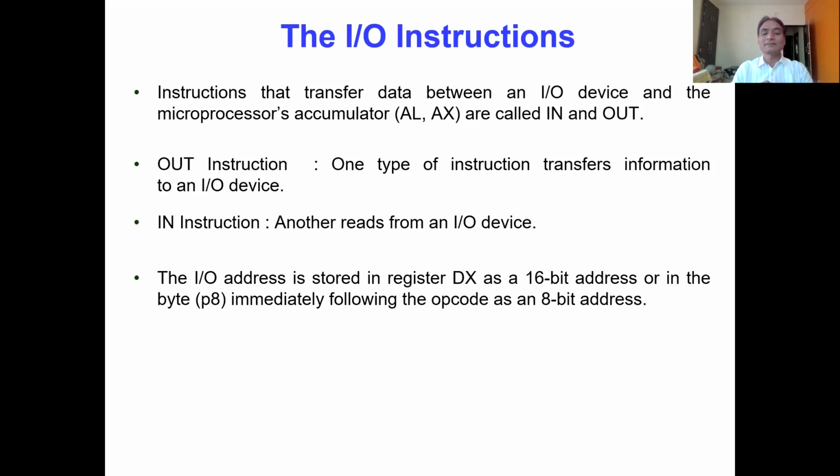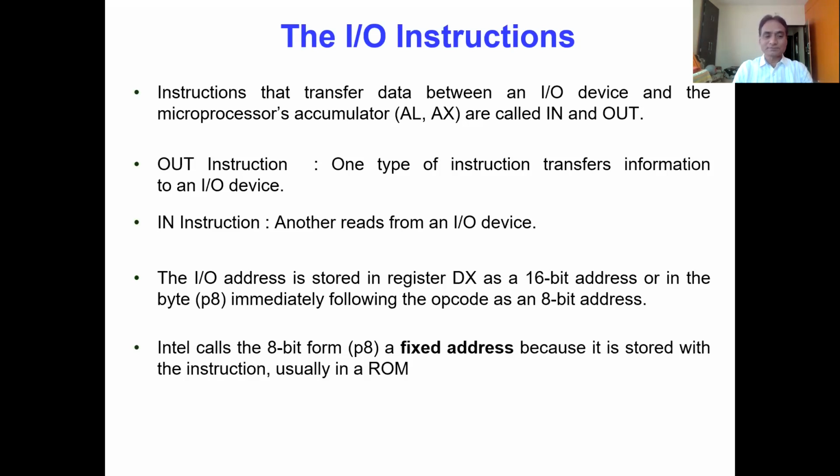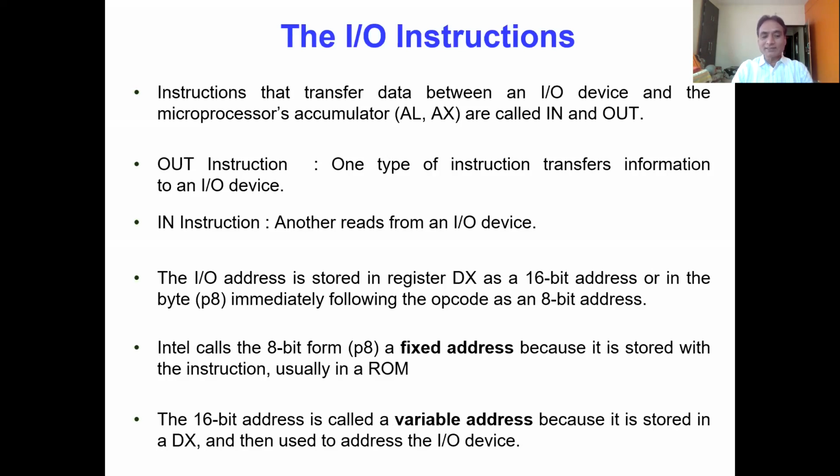In fixed port addressing, the 8-bit port address is stored in the instruction itself, immediately following the opcode. In variable port addressing, the port address is stored in register DX. Intel calls the 8-bit P8 a fixed address because the instruction is usually stored in a ROM. So there are two kinds of port addressing. In fixed port addressing, the 8-bit address is part of the instruction itself. In variable port addressing, the 16-bit port address is stored in register DX, and by default only DX is used; no other register is used for this purpose.